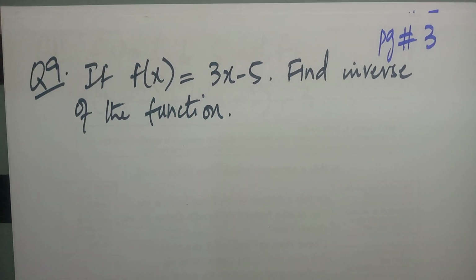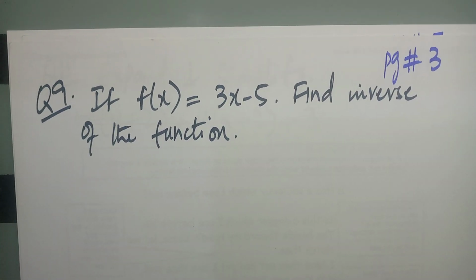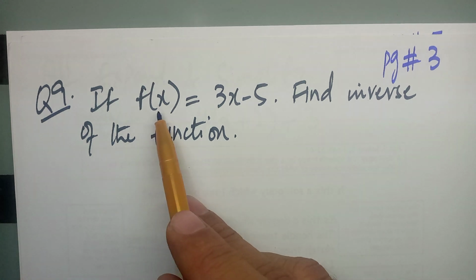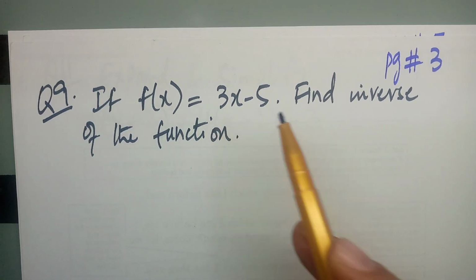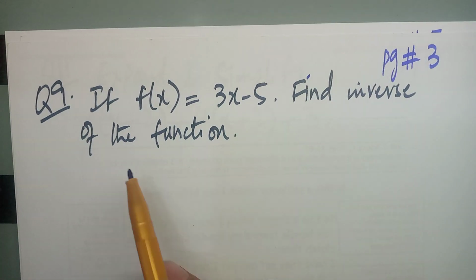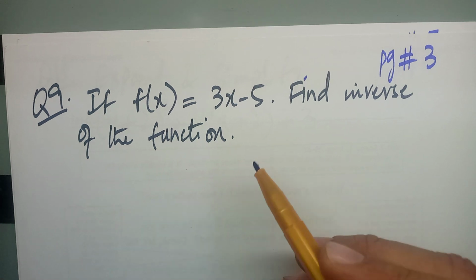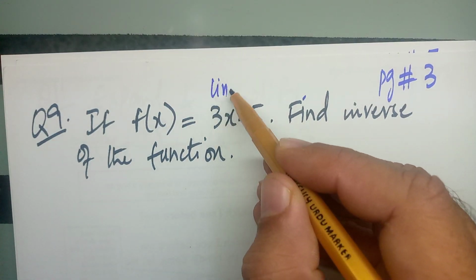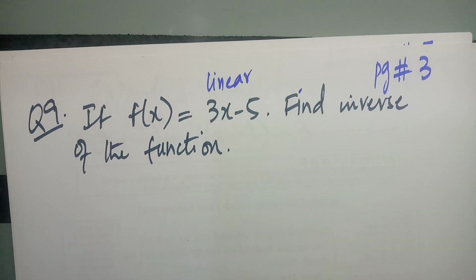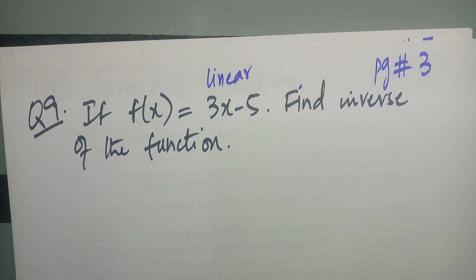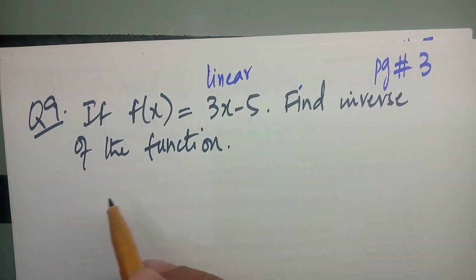So now this is the next question, question number 9. If f of x equals 3x minus 5, find the inverse of the function. If you want to find the inverse of any linear function, because it's a linear function, because the maximum power of the variable x is 1, that's why this is a linear function.